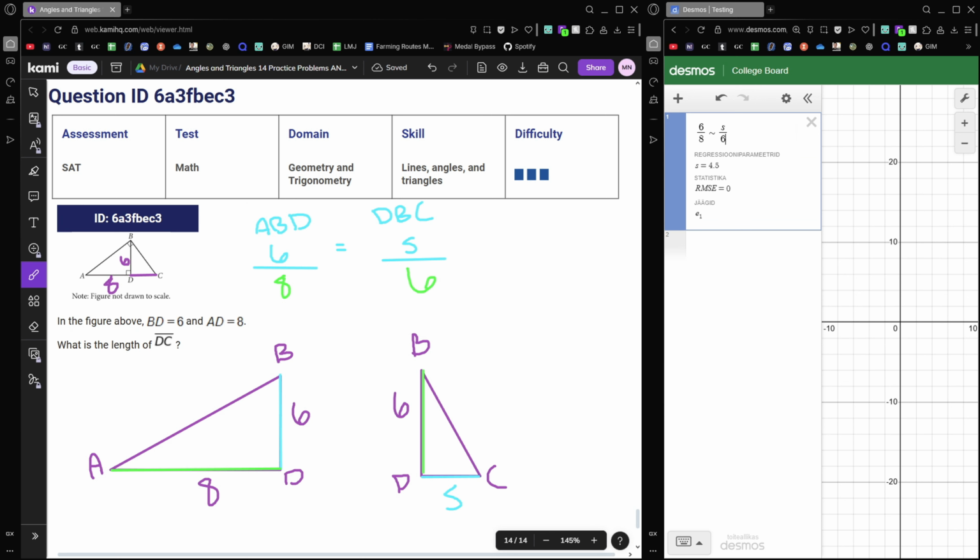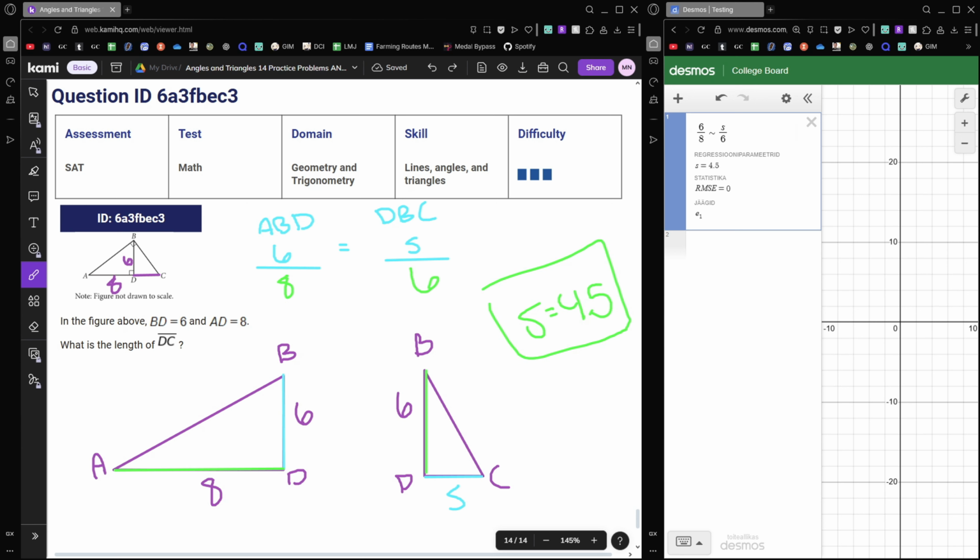And you get that S is equal to 4.5. Alright, that was 14 practice problems on angles and triangles, and Desmos is going to be a big help in solving for those missing angle measures or side lengths.